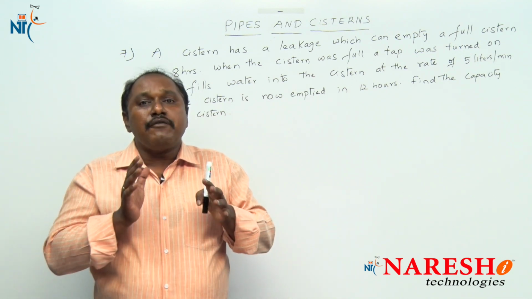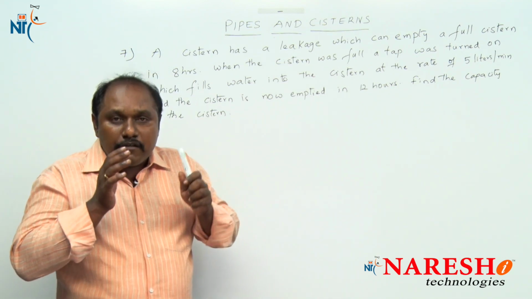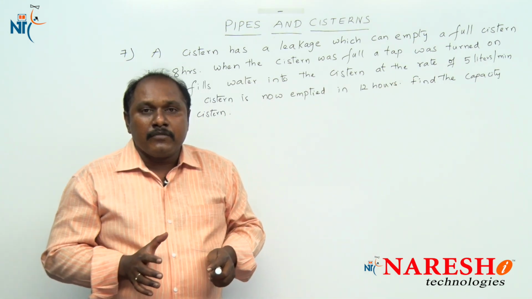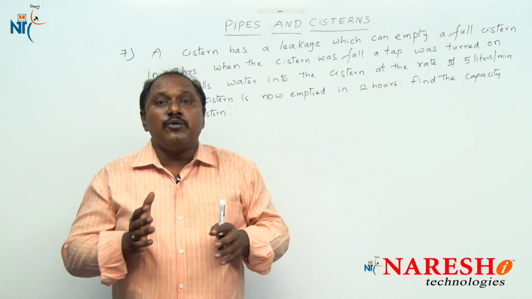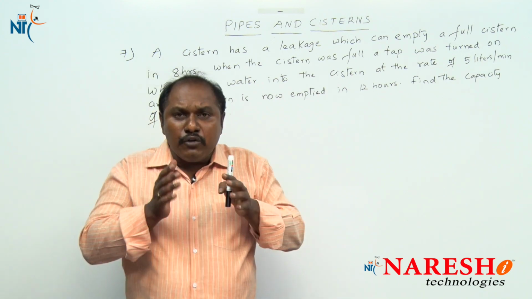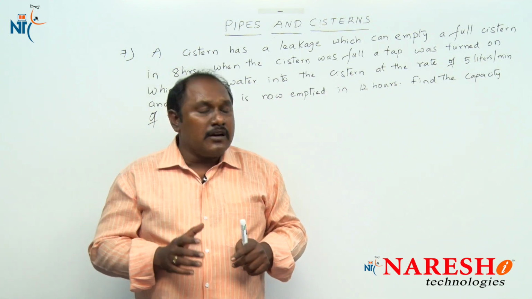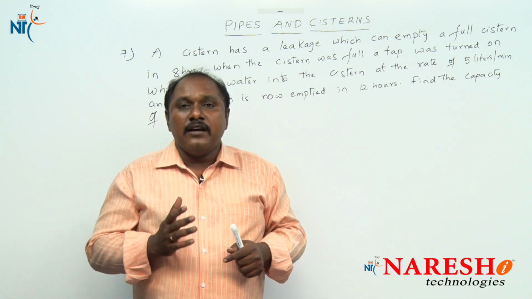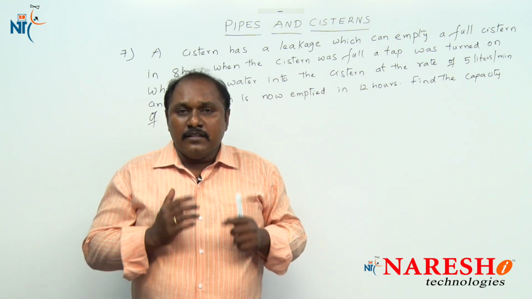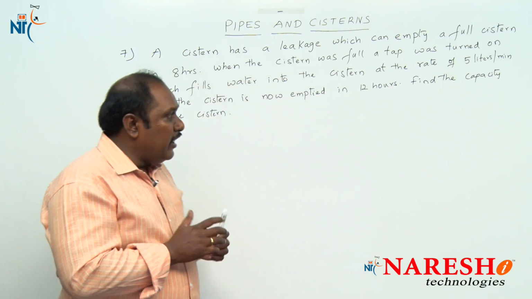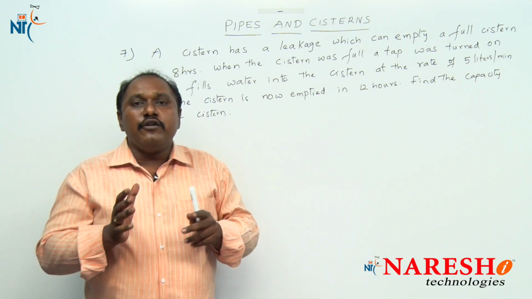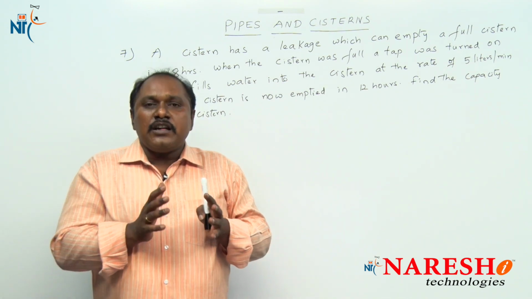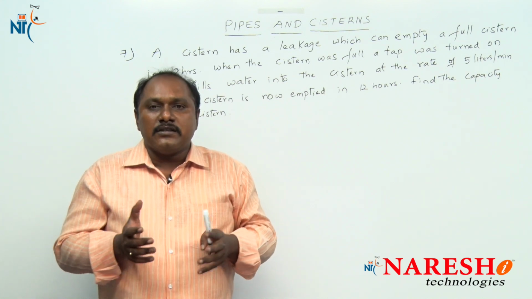Now from where did you get this half tank of water? Definitely the other half tank of water was filled by the filling pipe, that is the tap. In how many hours? In 12 hours. So to fill half a tank of water, if the tap takes 12 hours, then to fill the complete tank, it should take 24 hours. Then your answer will be 24 into 60 into 5. It is 7,200 liters. Now this is how you can analyze this problem and tell the answer.